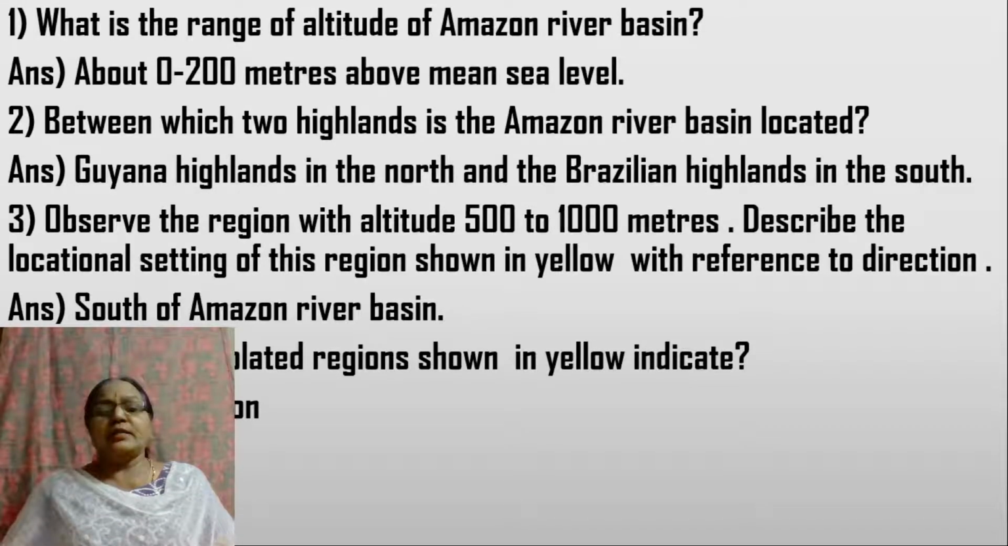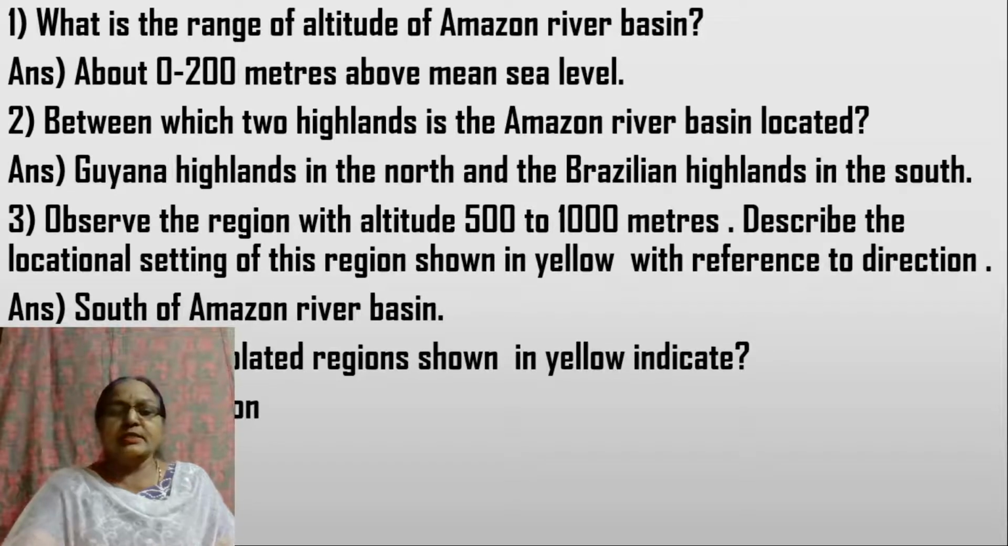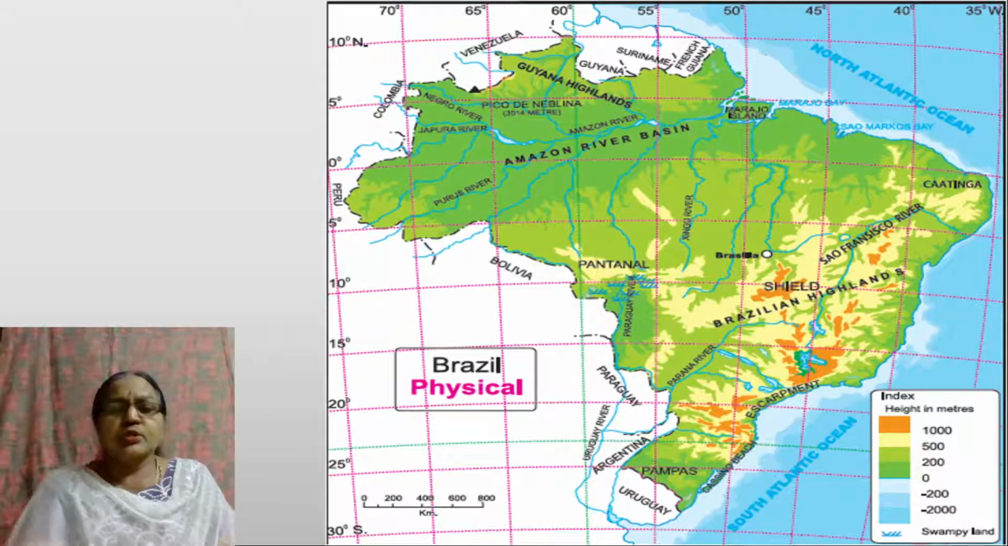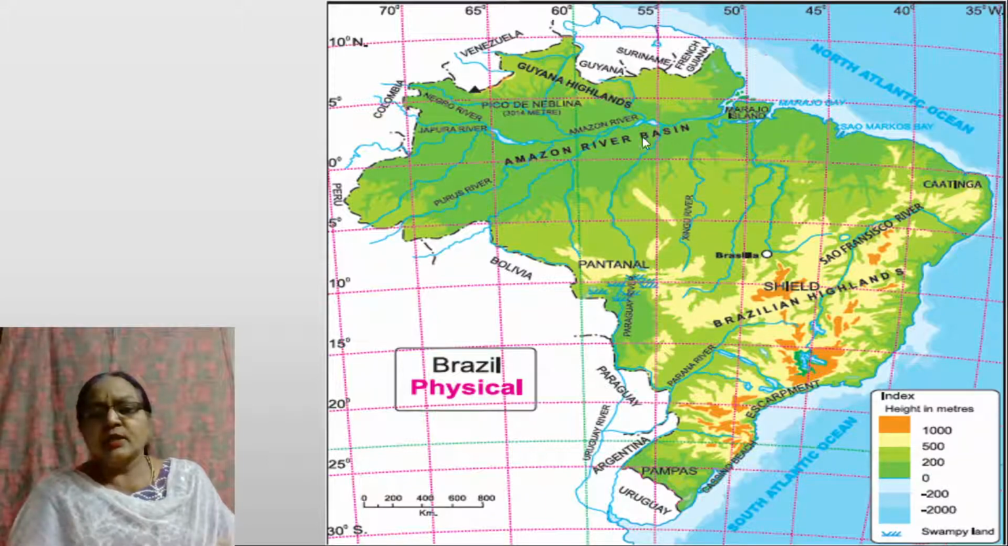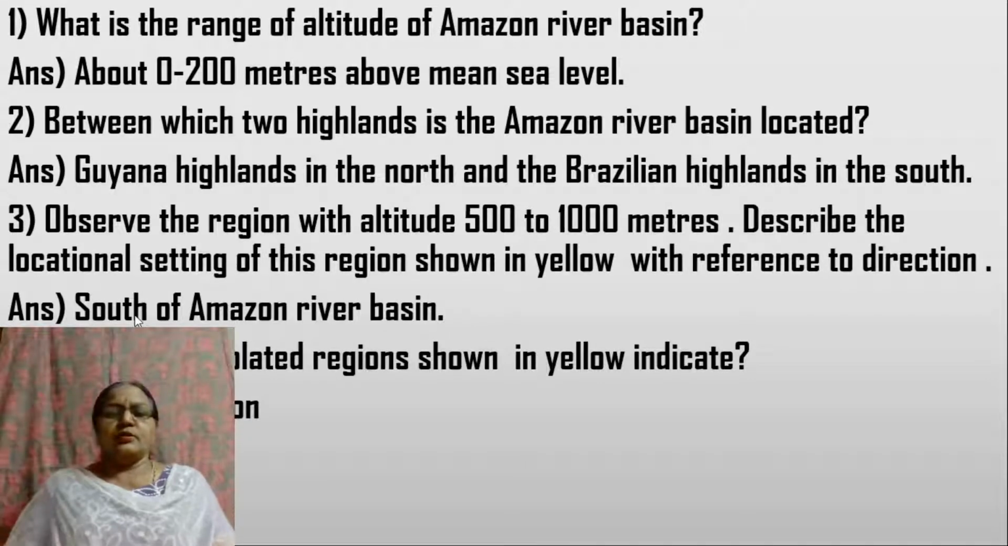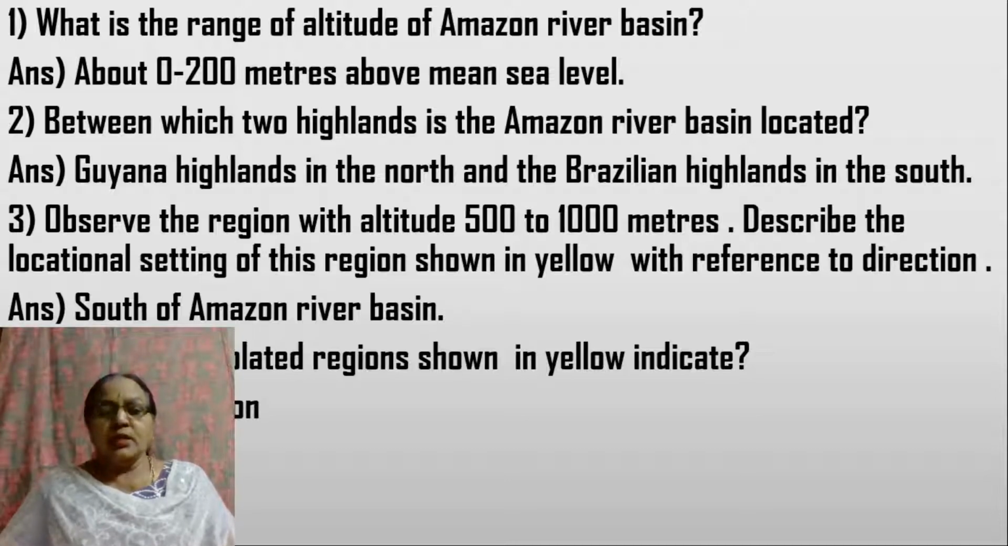Between which two highlands is the Amazon River Basin located? So this is the Amazon River Basin. Between which two highlands? We have the Guiana Highlands and the Brazilian Highlands. So the Amazon River Basin is located between the Guiana Highlands and the Brazilian Highlands.